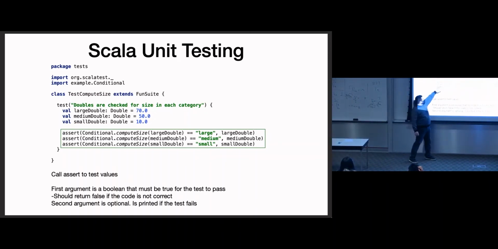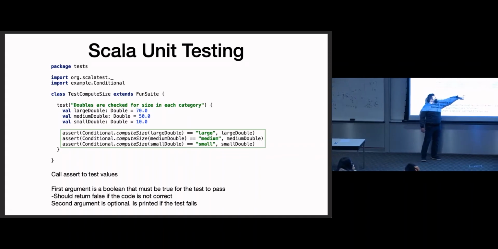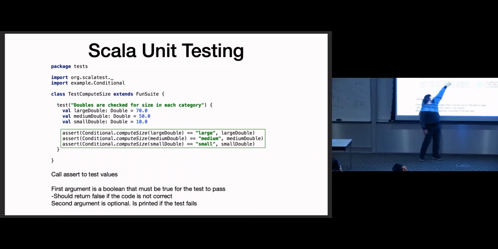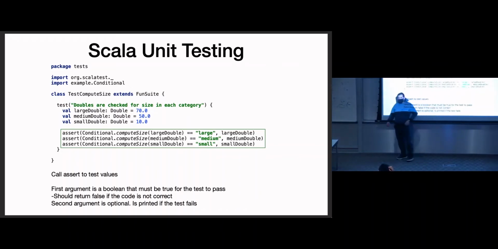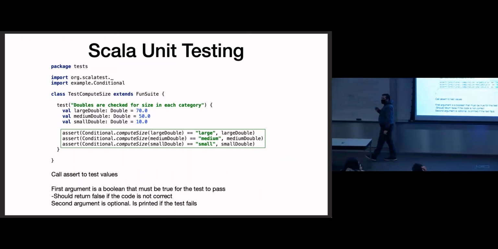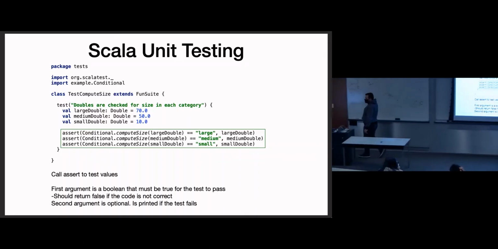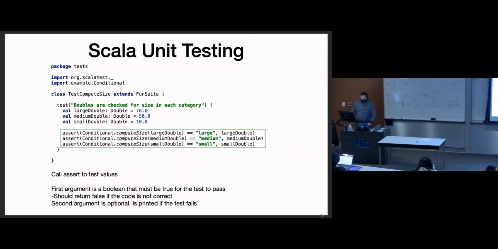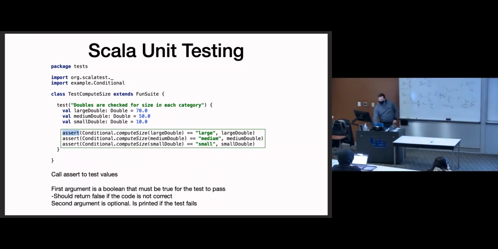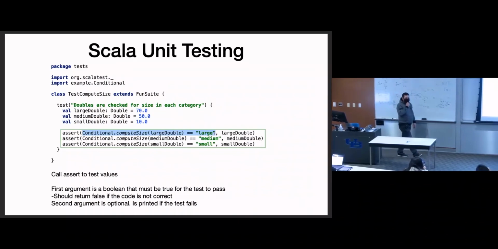And then I just do that 3 times. Call it again with 50, and I expect medium. Call it again with 10, and I expect small. So I'm using Boolean expressions to test. You can kind of think of these as if statements. If this, then pass the test, else fail the test.